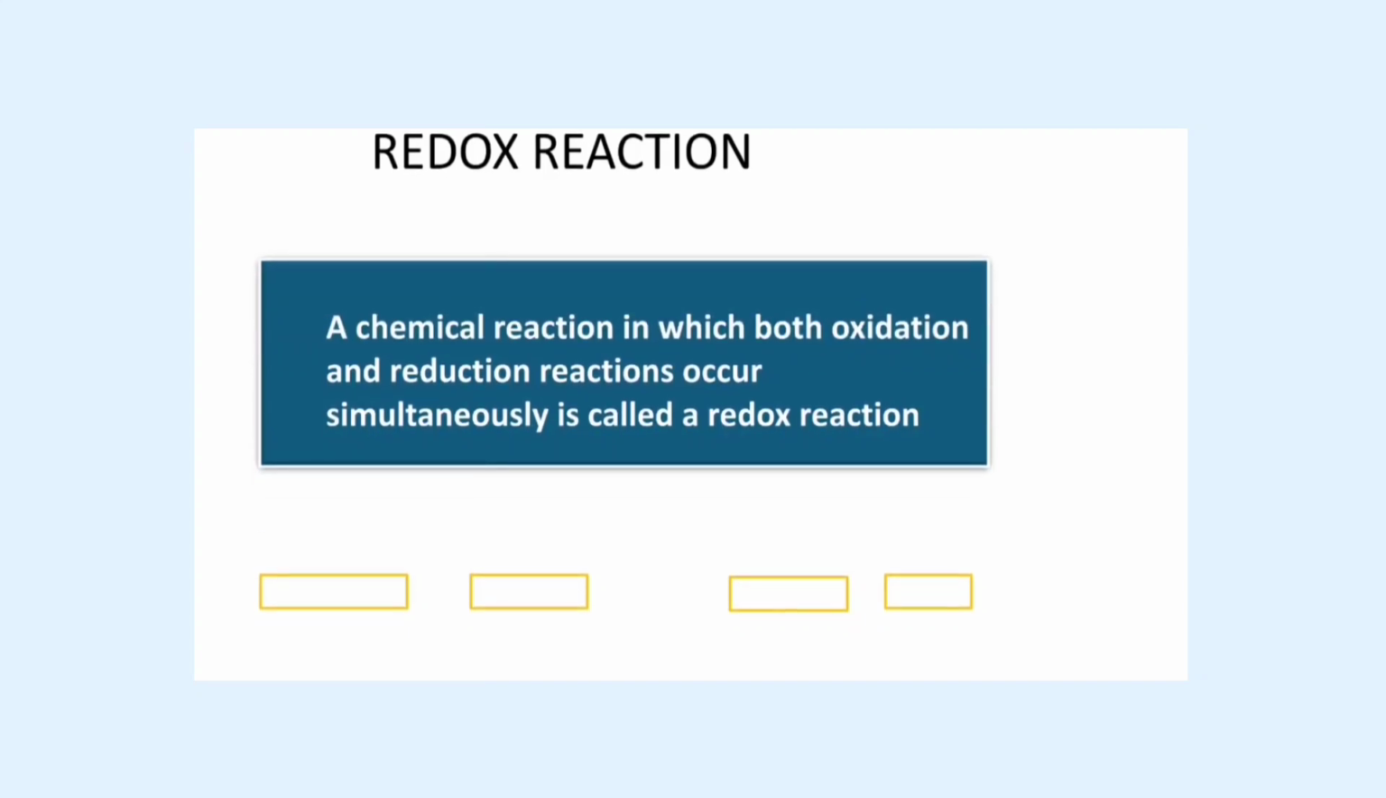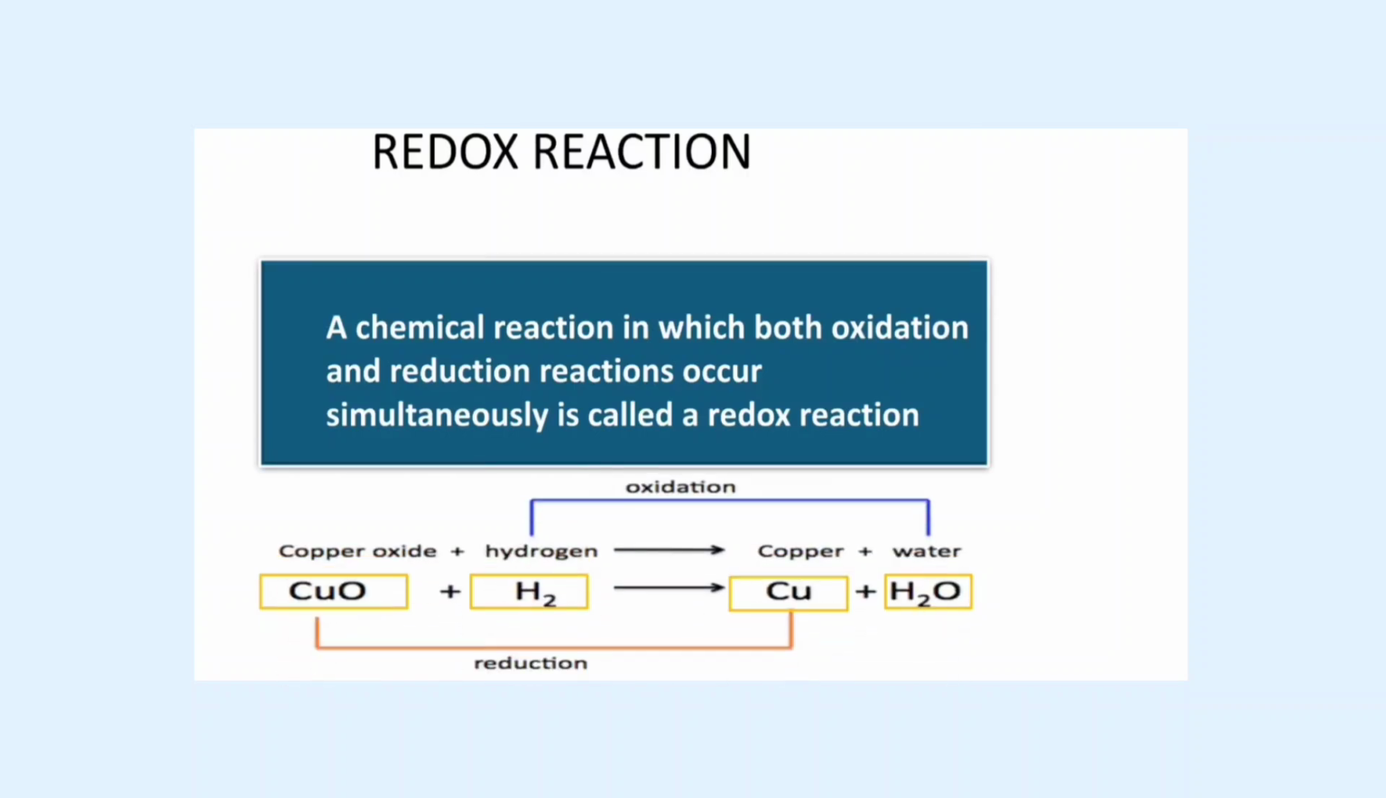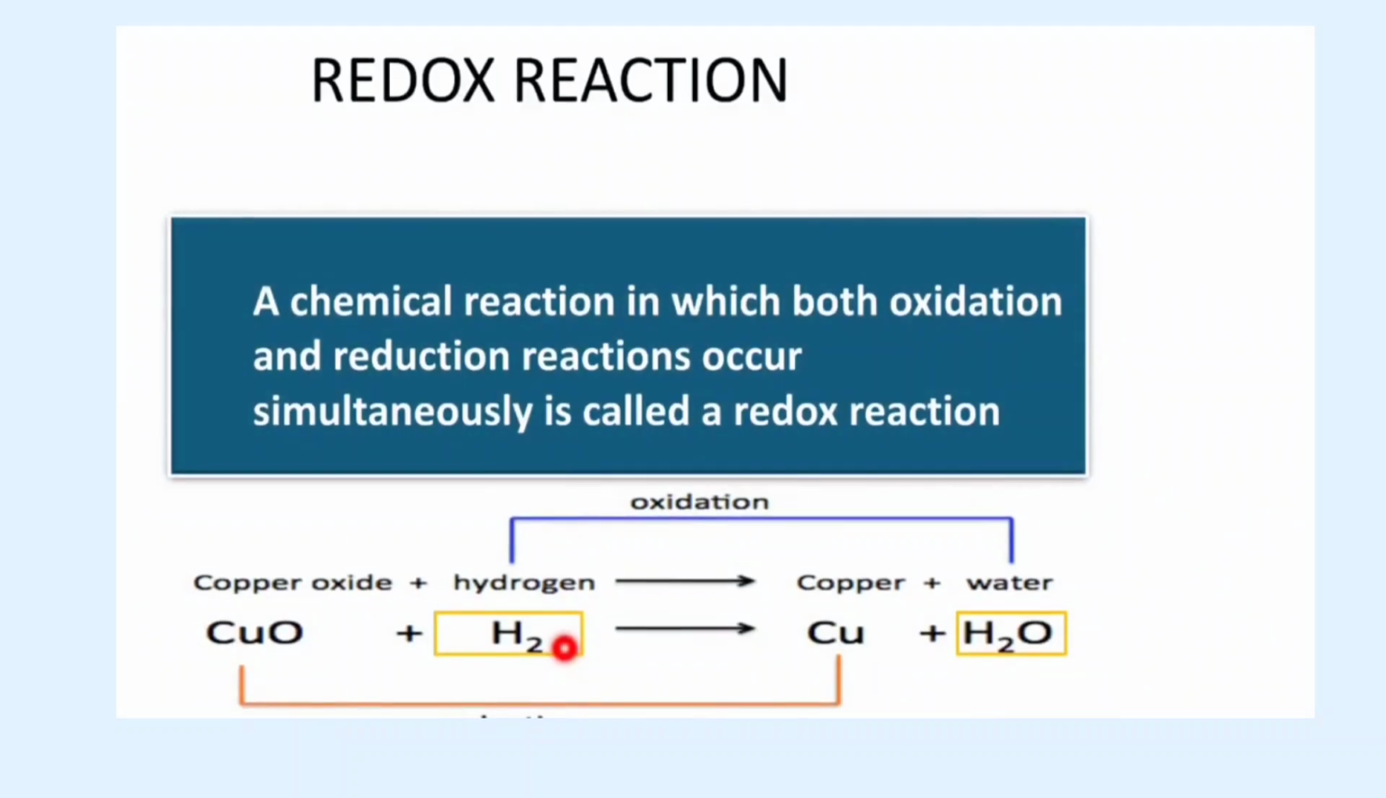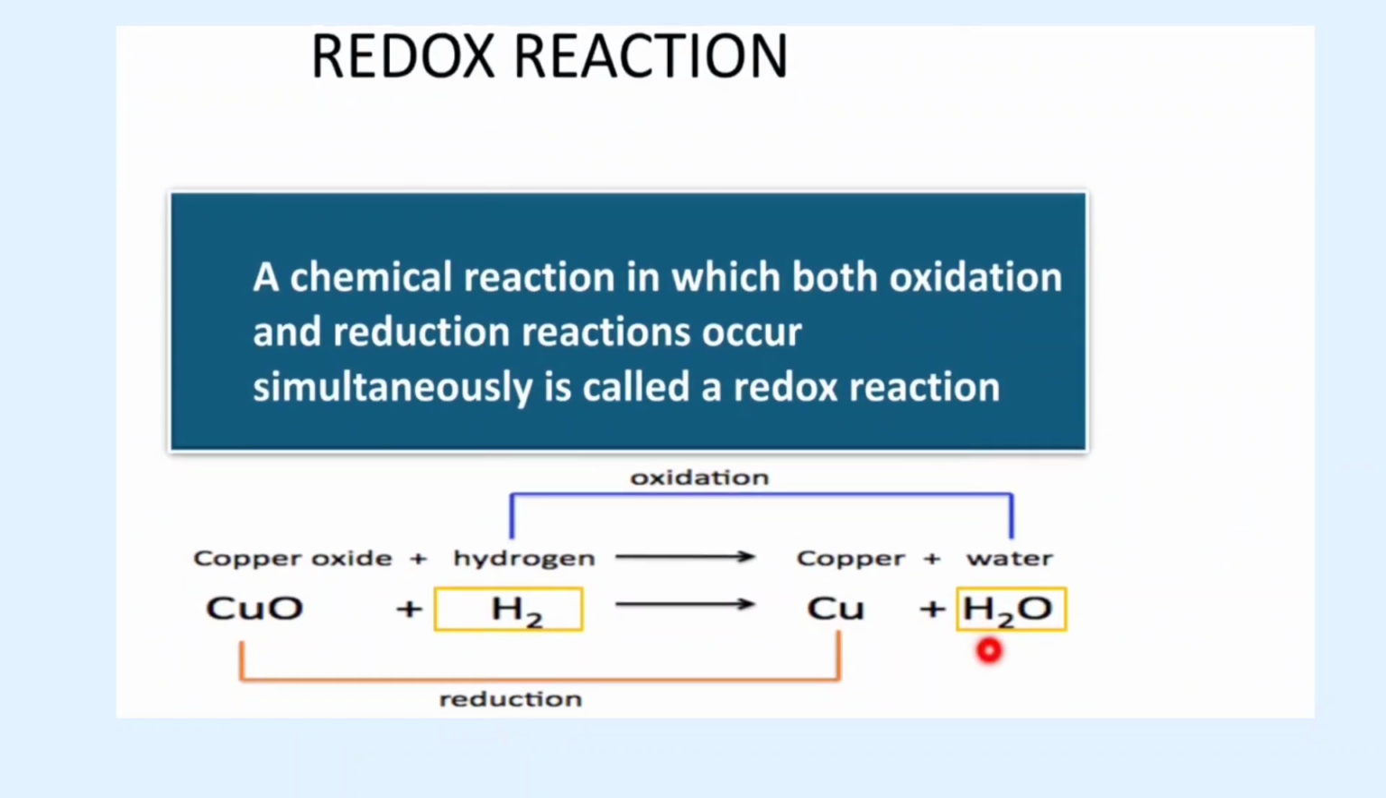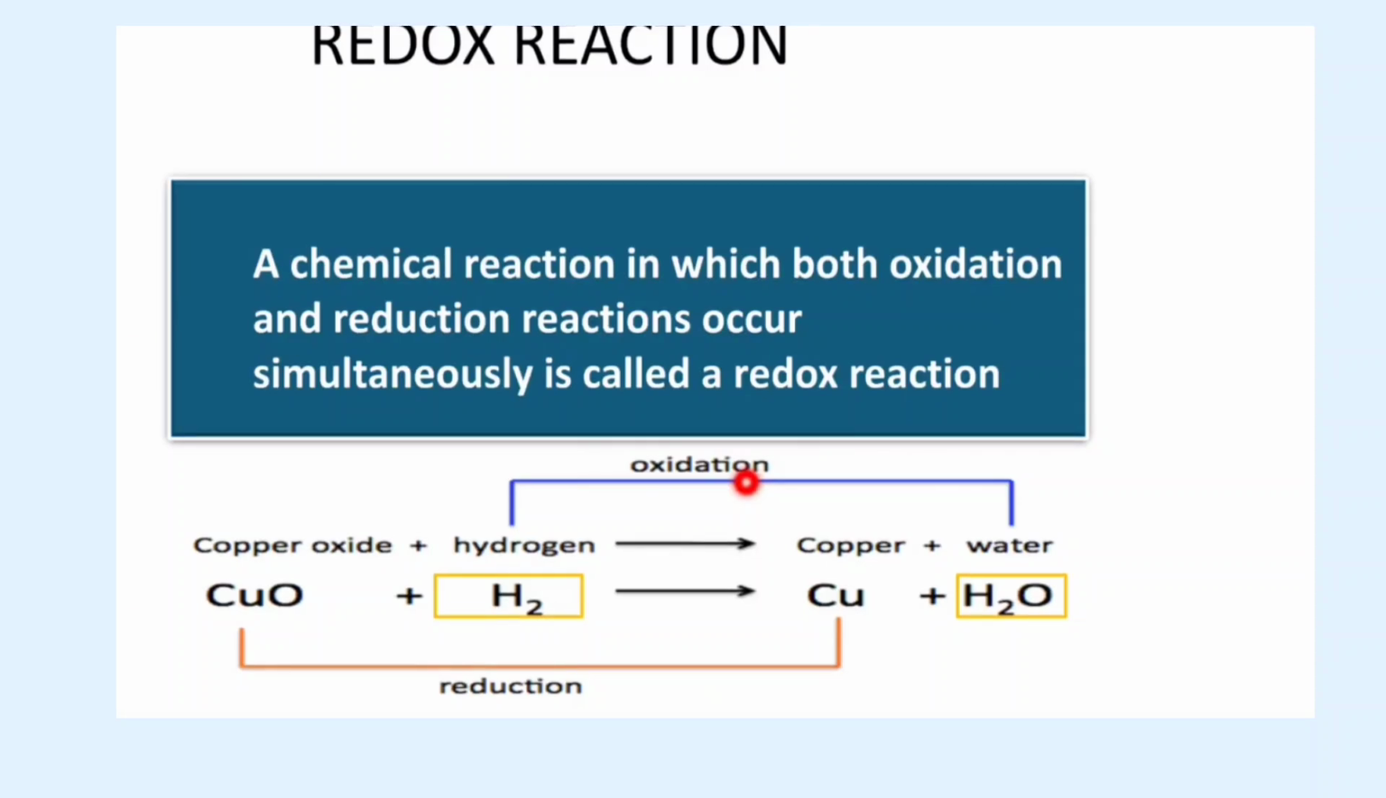A chemical reaction in which both oxidation and reduction occur simultaneously is called a redox reaction. Here, copper oxide, that is CuO, is converted into Cu by loss of oxygen. That means it is a reduction reaction. In the second case, H2 gains oxygen and is converted into H2O. So that is an oxidation reaction. In a single chemical equation, both oxidation and reduction take place simultaneously. Such a type of reaction is called a redox reaction.